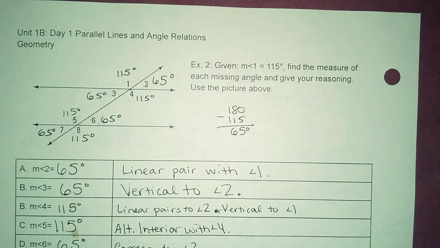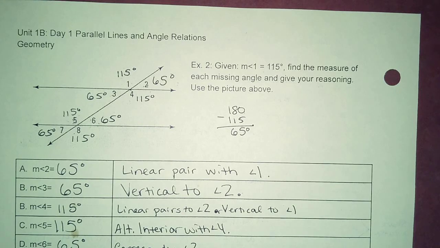Hopefully by now you're catching on. There's a lot of different reasonings we could use for some of these. So I'll just go with linear pairs with angle 7.